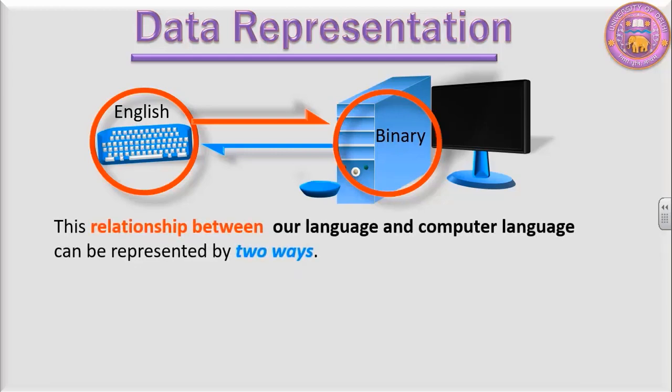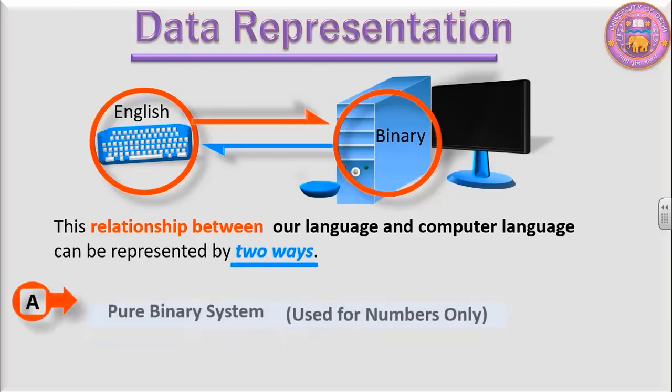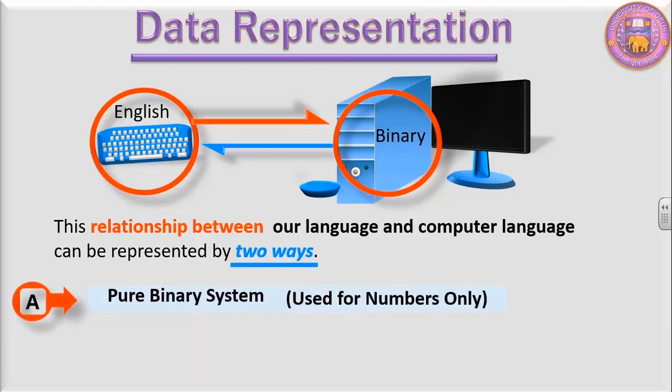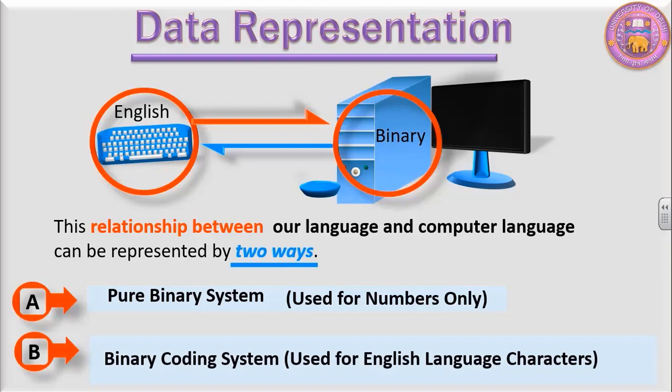This relationship between our language and computer language can be represented in two ways. The first one is pure binary system. This system is used for numbers only. And the second one is binary coding system. It is used for all English language characters. Let us look at details.